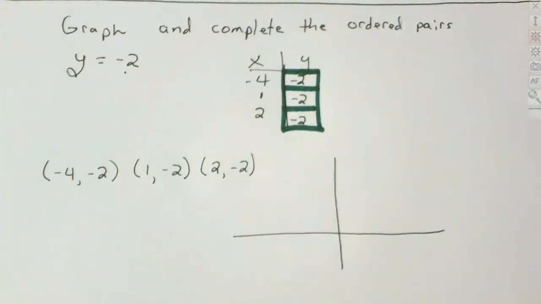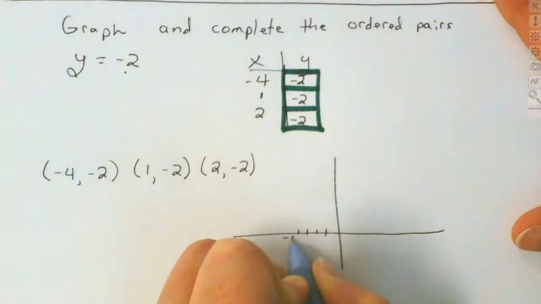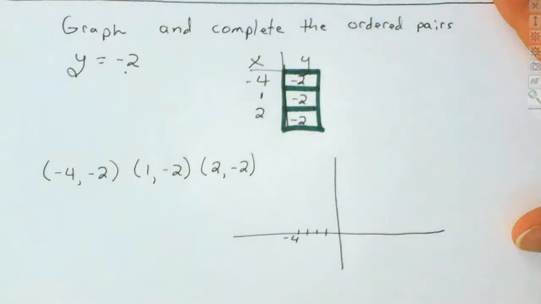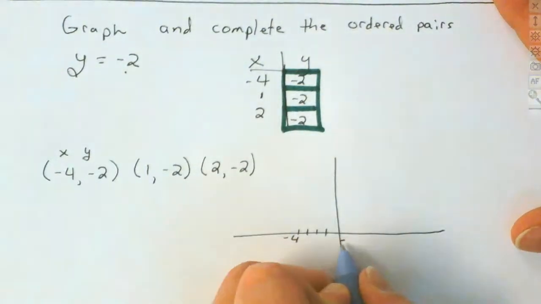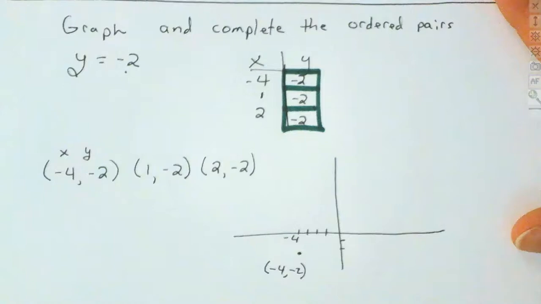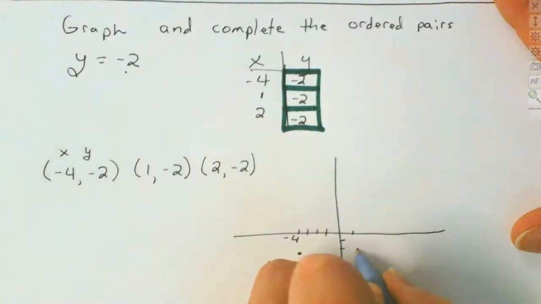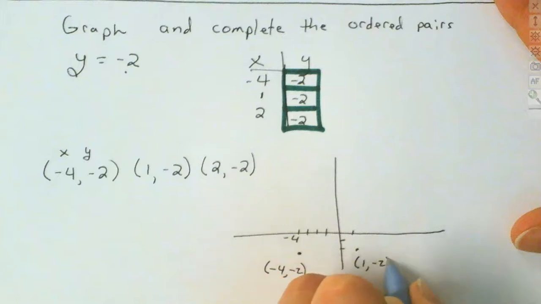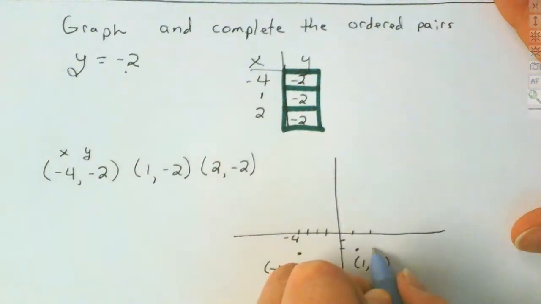So first off, we've got -4, -2. So that's going to be back 4. Watch it, x always goes first. That's the left and the right. Y is the second, so it's going down 2. So -4, -2. We then also have 1, -2. So that's right here. And then we also have 2, -2, which is right there.